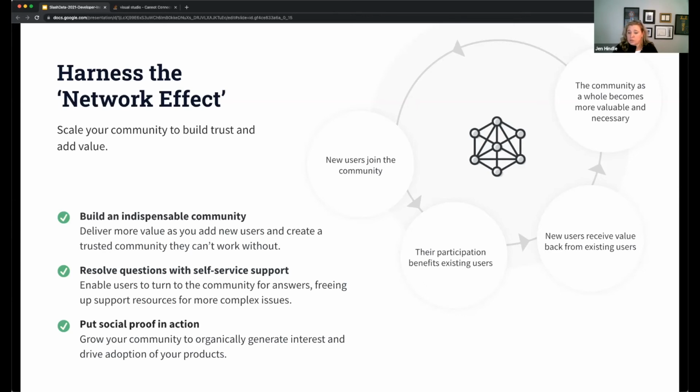It will enable you to resolve questions with self-service support. So users can turn to the community for answers, freeing up your support resources for some of the more complex issues that take a bit more time and hands-on involvement with. And it can also put social proof in action. So we all know that developers look for those active, engaged communities. So by beginning to engage with your users on Stack Overflow, it can create that community that will organically generate interest and drive adoption and conversation around your products. David, if you go to the next slide.